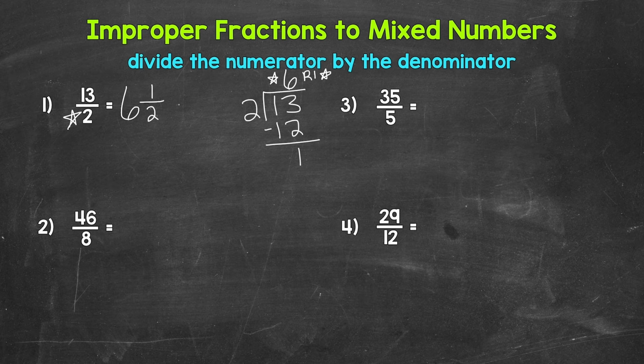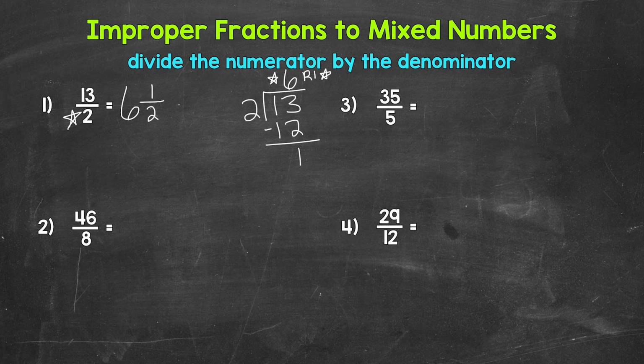We can always look to see if we can simplify that fractional part of our mixed number, but 1/2 is in simplest form, so we are done here. Again, 13 halves, 13 over 2, equals 6 and a half. So just keep in mind, all we need to do when going from an improper fraction to a mixed number is divide the numerator by the denominator. Let's move on to number 2, where we have 46 over 8.